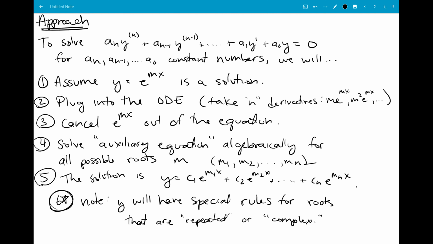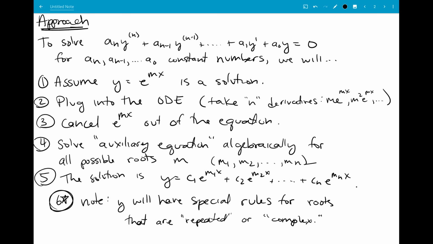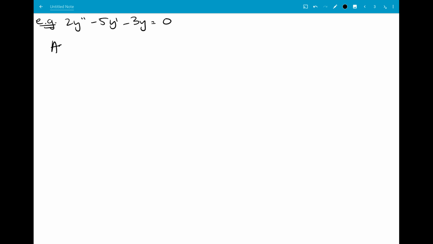Okay, now that we know the steps we're going to follow here, we can go ahead and do our first example. So we're going to try to solve the differential equation 2y double prime minus 5y prime minus 3y equal to 0. We're just going to follow these steps. The first one is we're going to assume y is equal to e to the mx.